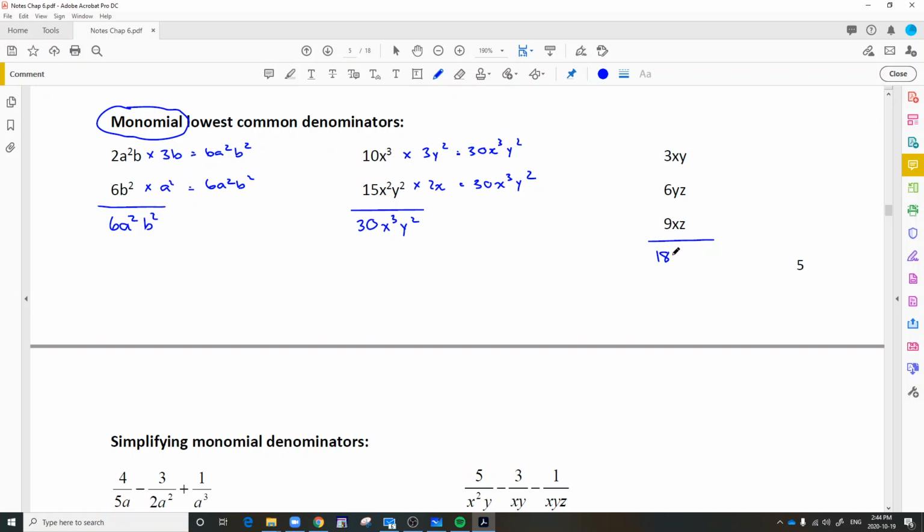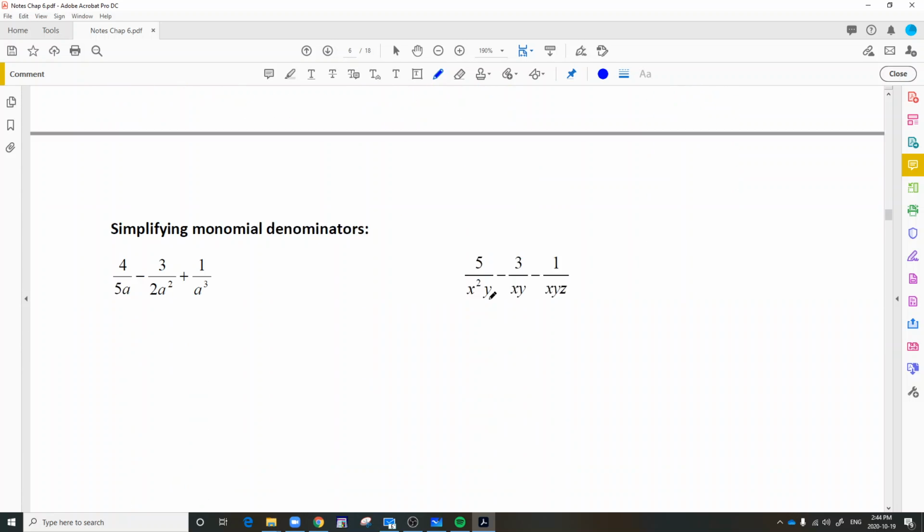So I have an x, I have a y, and I have a z, and they all have exponents of 1. So this first one I'd have to multiply by 6z. This second one I'd have to multiply by x, and this third one I would have to multiply by 2y. And then each of these would give me 18xyz. Okay, so now that we've practiced creating common monomial denominators, let's do it.